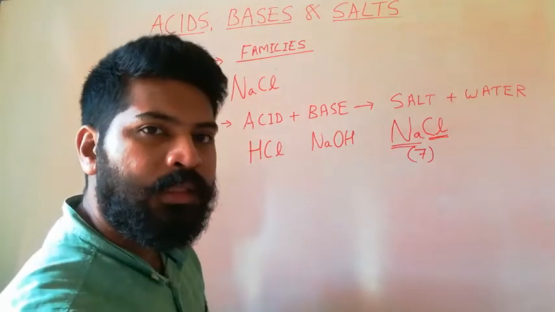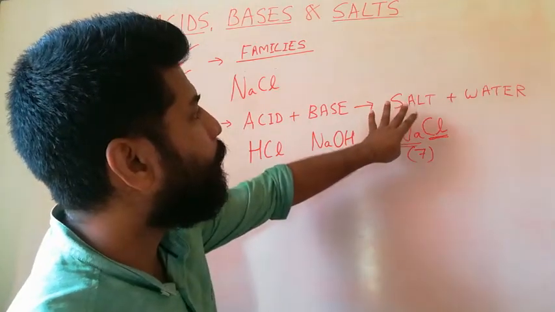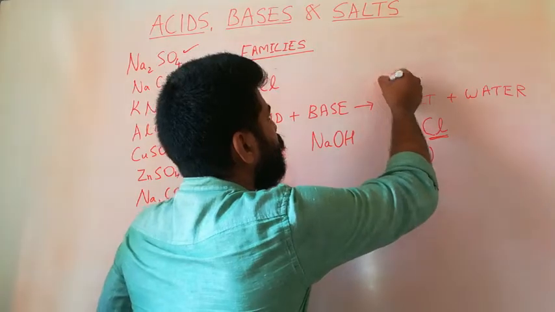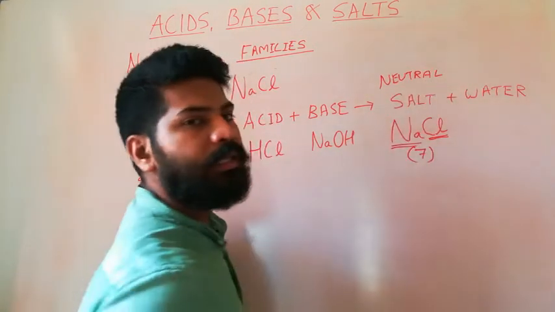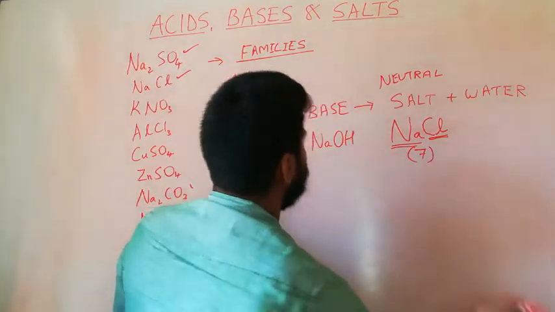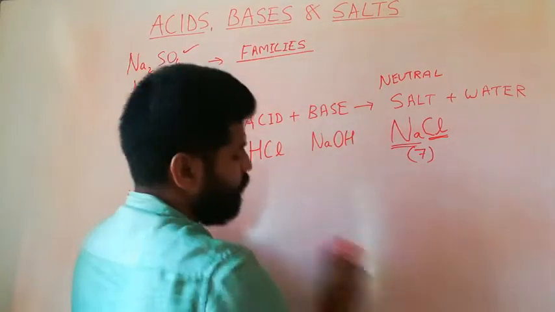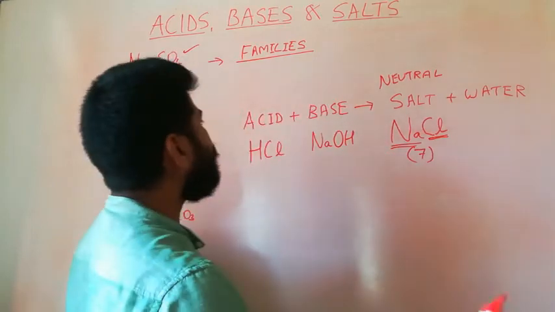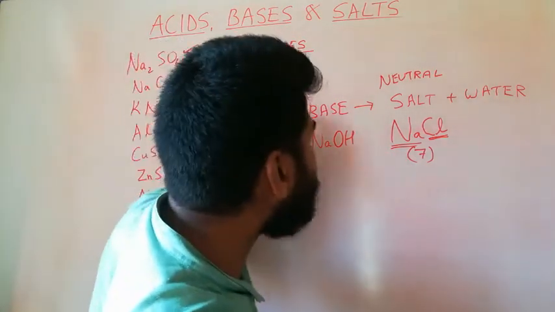Now in this example the pH of the salt is neutral. So this happens, a neutral salt is produced when a strong acid reacts with a strong base. All salts will have their own unique pH. It depends on the nature of the acid and the base.